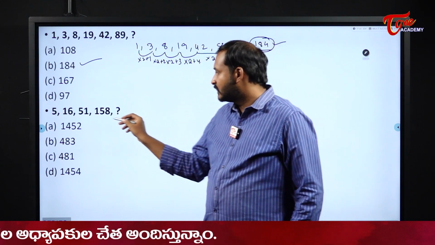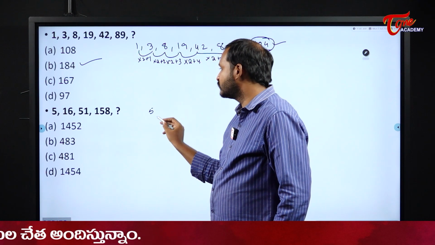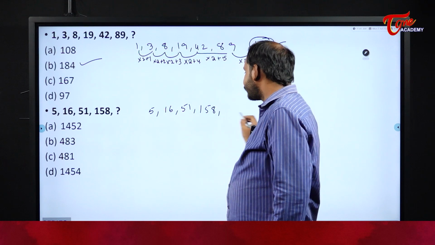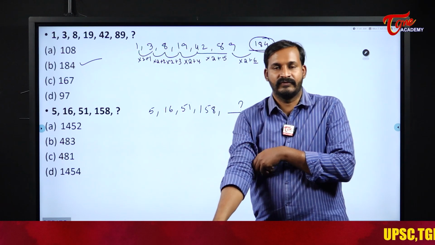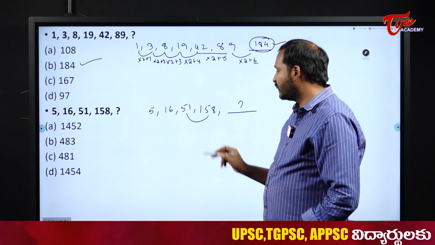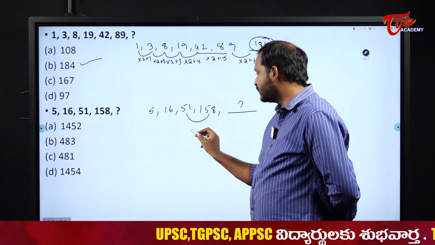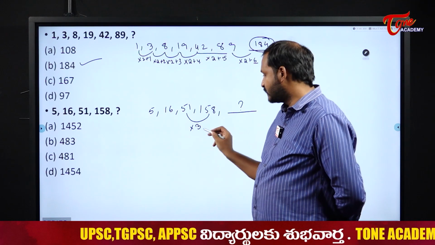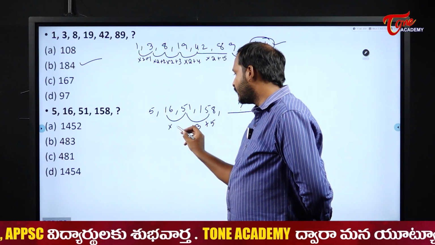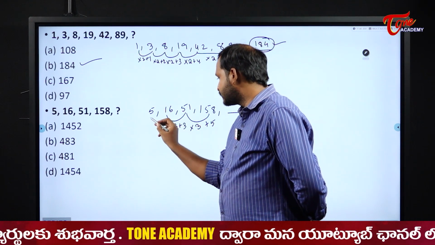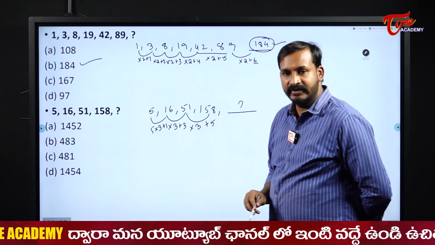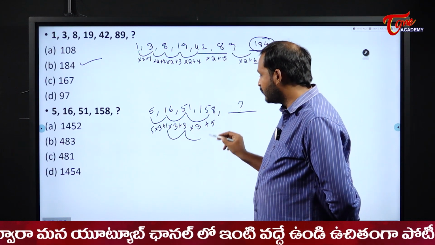See the next one. Try to solve this one, student. Pause the video and try to solve it. 5, 16, 51, 158. What comes next? Now when you see these numbers, no idea, but 51 to 158, yes sir. 51 threes are 153 plus 5. Okay. Next, 16 threes are 48 plus 3. Yes. Next, 5 threes are 15 plus 1. Okay, multiplied by 3 and then added with 1, 3, 5 and so on.